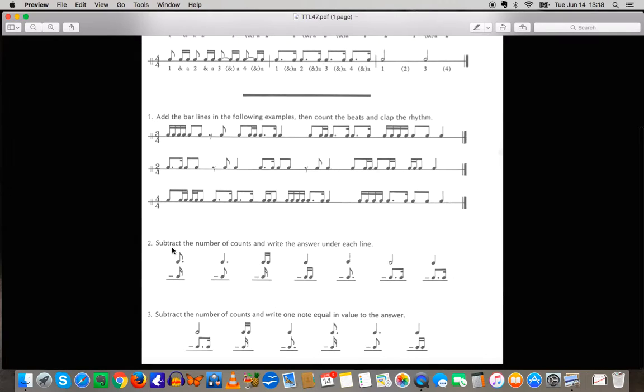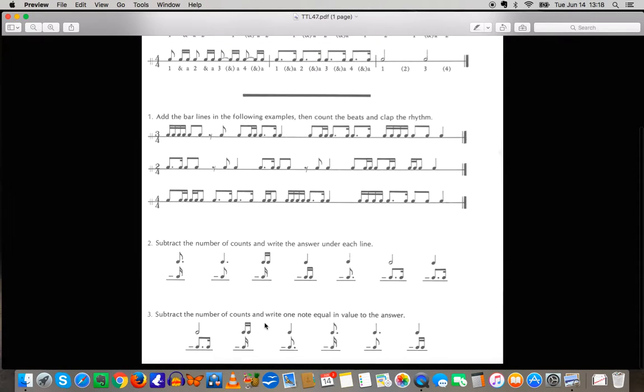All right, this little game again: subtract the number of counts and write the answer under each line. I think they're looking for a number here. They just want to make sure you understand dotted eighth notes or dotted quarter notes, or what the dot does. So a dotted eighth note minus the 16th is going to be an eighth note, because that dot is worth a 16th of a measure in that case. Okay, so eighth note is the answer right there. I think they're looking for a number though, so maybe do 1/8.